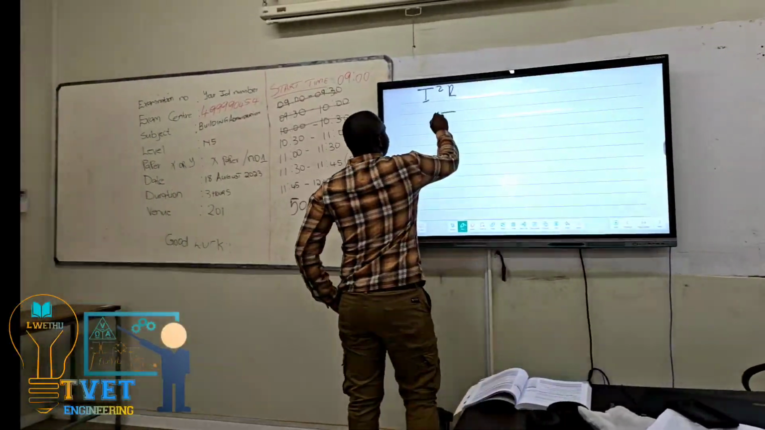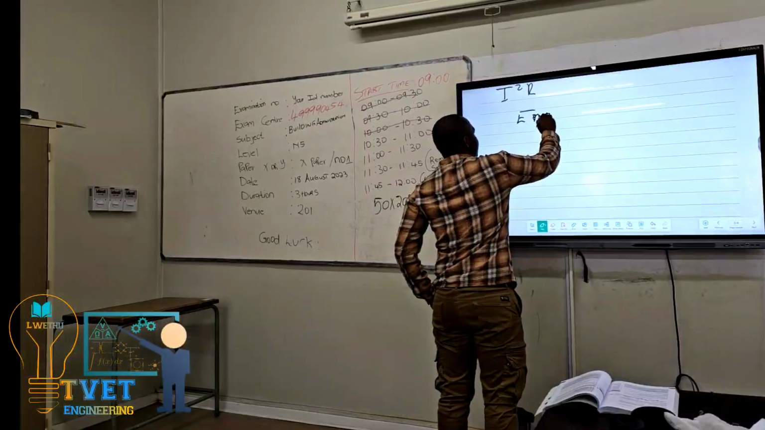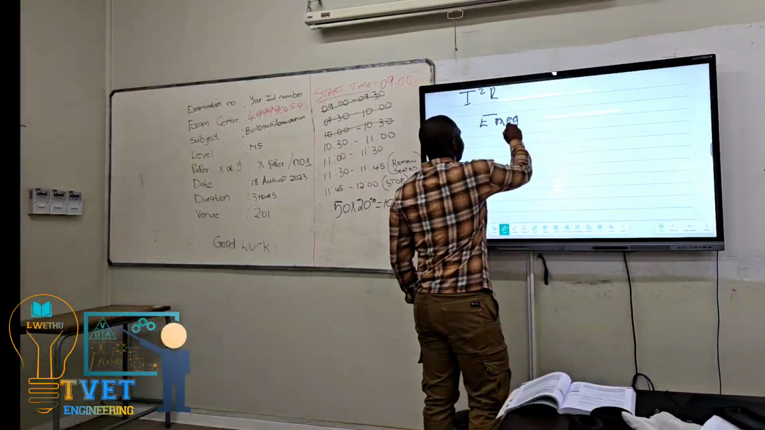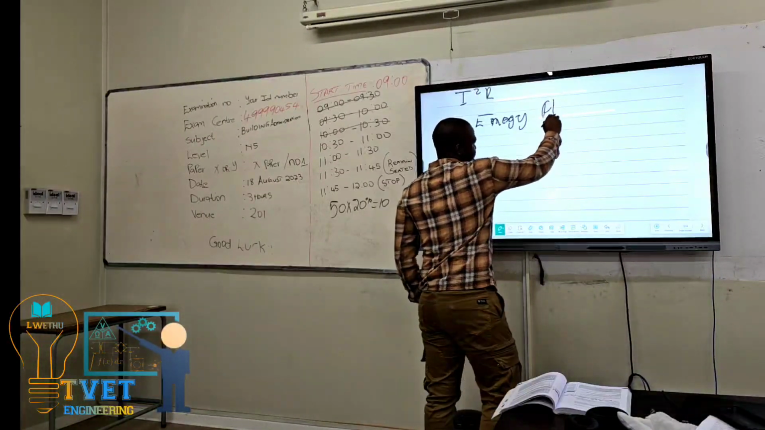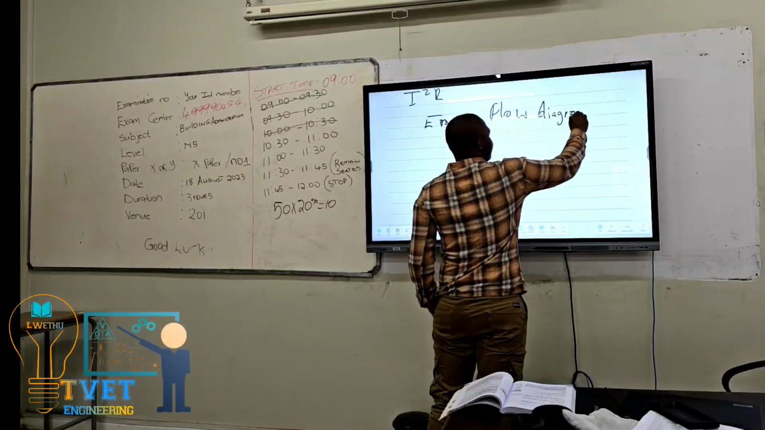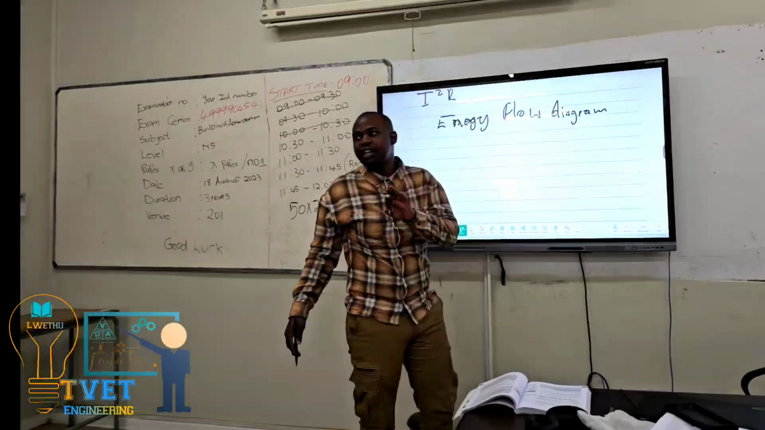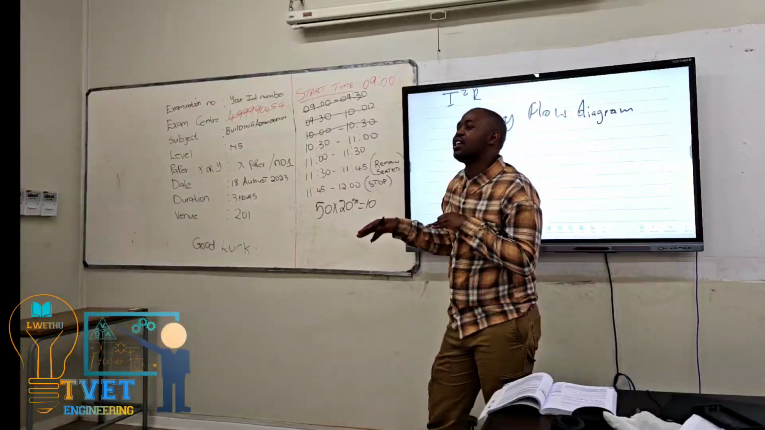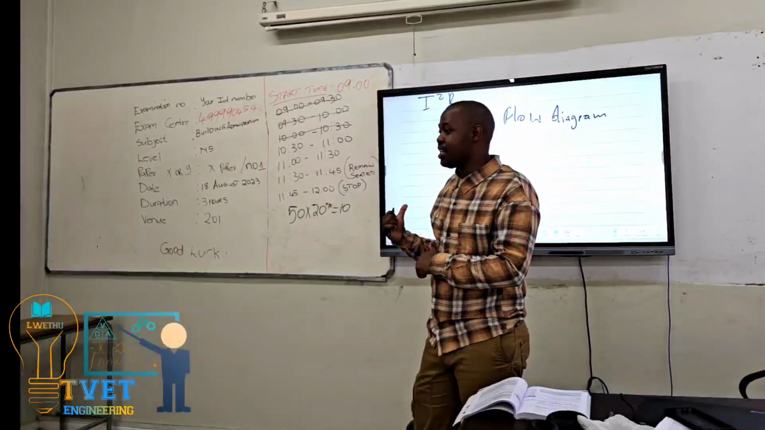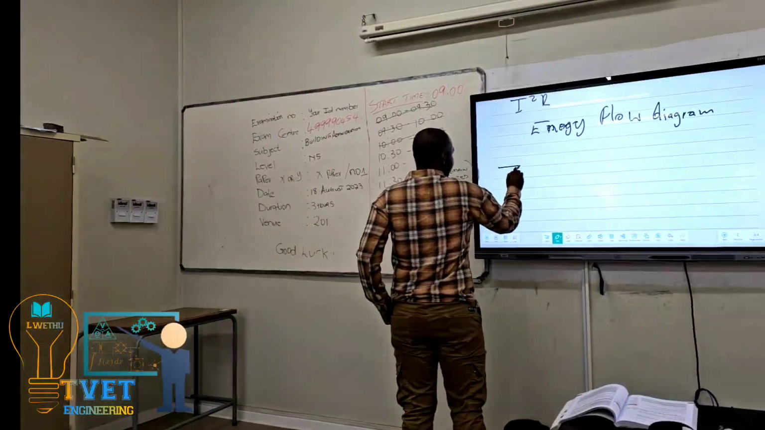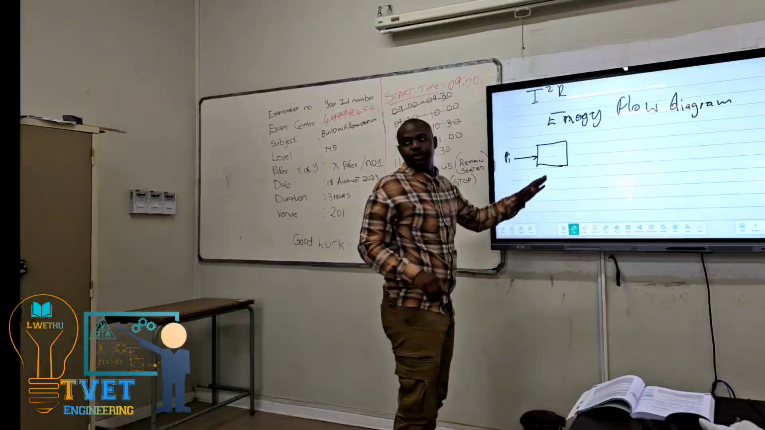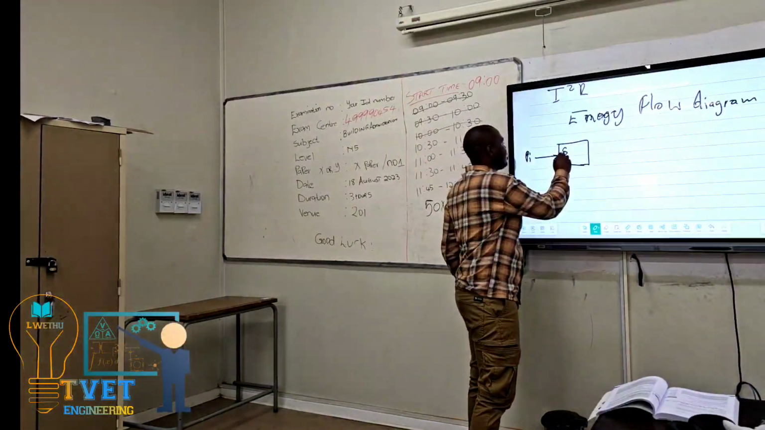Now we're going to talk about the energy flow diagram for the induction motor. Let's say the supply goes to the stator. That means the input to the motor is the stator. If you look at that diagram, what is the input? The stator.